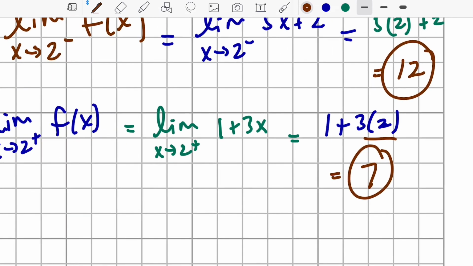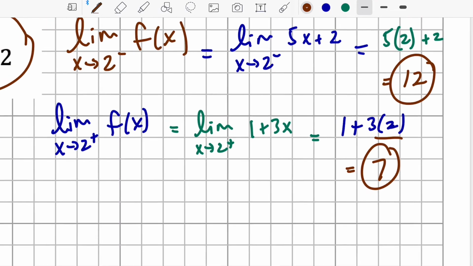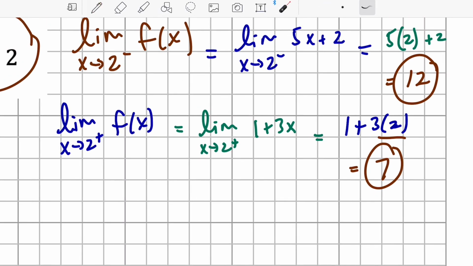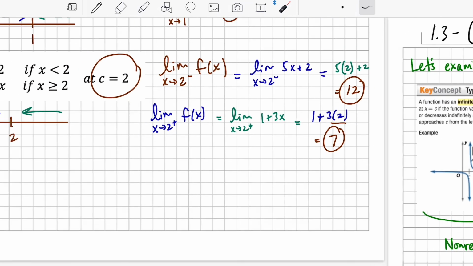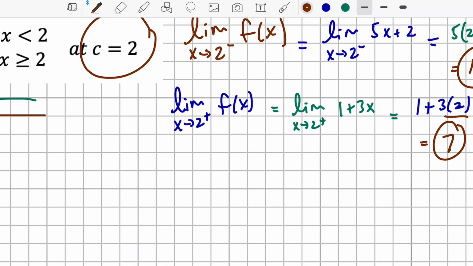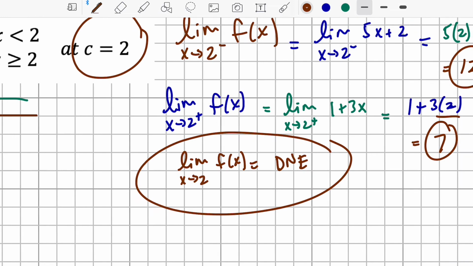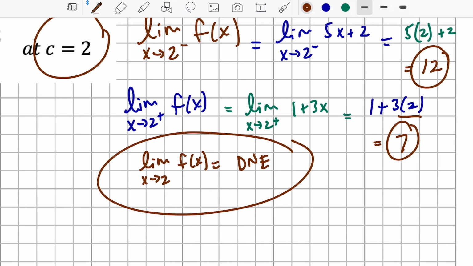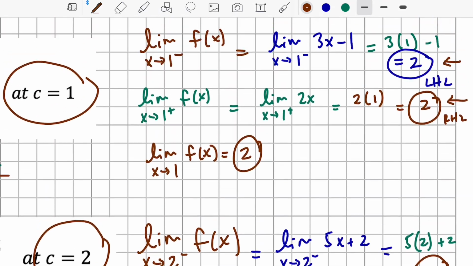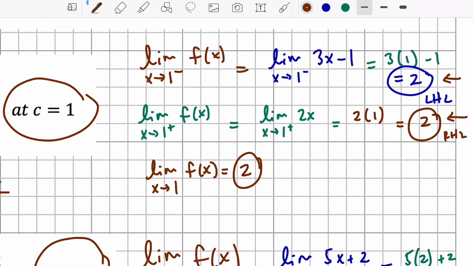So notice now that the one-sided limits are not equal to each other. When we approach 2 from the left, we get 12. When we approach 2 from the right, we get 7. So what that says is that the limit as x approaches 2 of f of x does not exist because the one-sided limits are different. Okay? So again, in order for the limit to exist, the one-sided limits have to be equal to each other, just like on this problem.